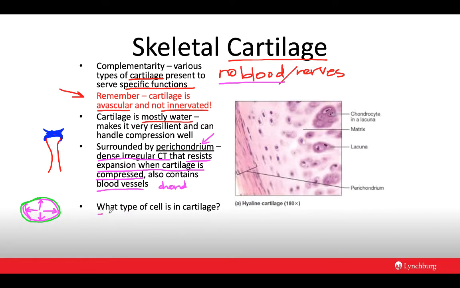And also, I'm asking you here, we talked about resident cell types in connective tissue when we talked about tissue. So what type of cell is in cartilage? What we see in cartilage are going to be chondrocytes, or if they are immature cartilage cells, they're going to be chondroblasts, and that means that they are actively secreting their specific matrix.